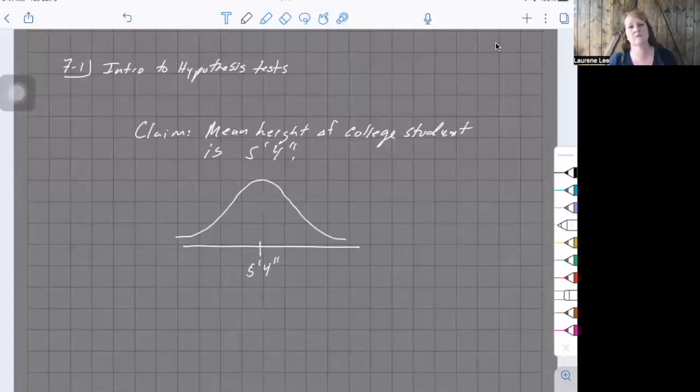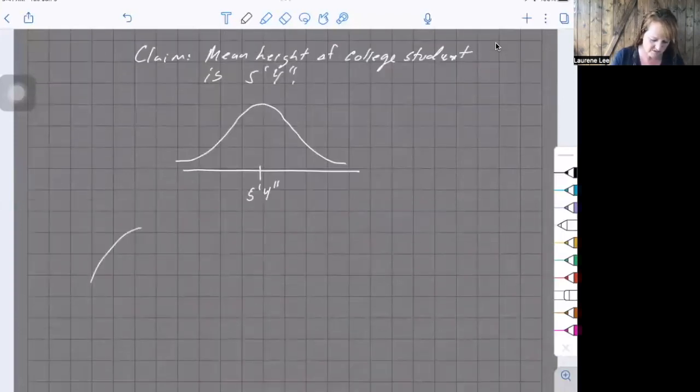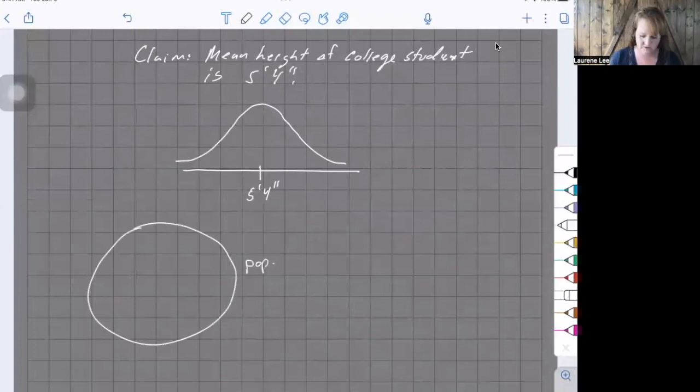So when you're going to do a hypothesis test, what you do is you come in and say, okay, I'm going to pull a sample. Let me draw this picture again. Here's your population. This is all your college students. You're going to pick an appropriate sampling method and take a sample. We're going to call that X bar 1. So you're going to figure out the mean height of your sample, and that's going to be X bar 1.